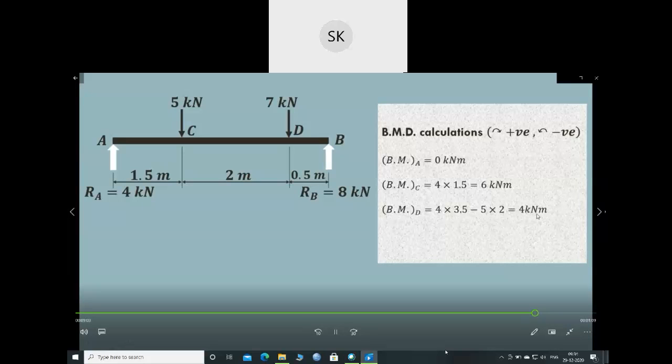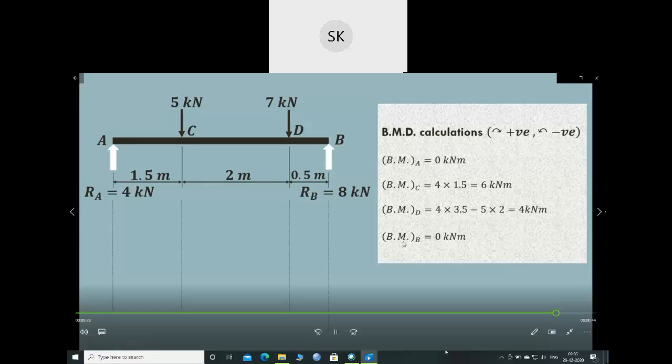kilonewton meter. Now bending moment at point B is 0 because there are no forces acting on the right hand side of B, or even if we consider all the forces acting on the left hand side of B and make the calculation, the value will come to be 0. So at the end points of a simply supported beam, you can directly write down the values as 0 kilonewton meter.